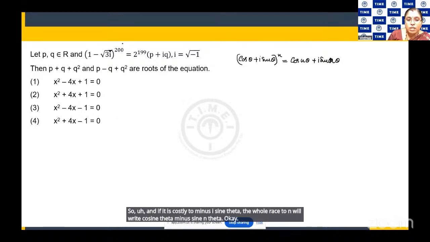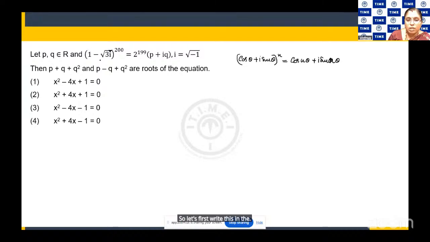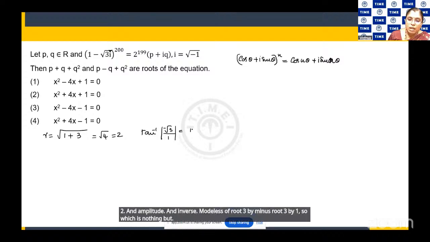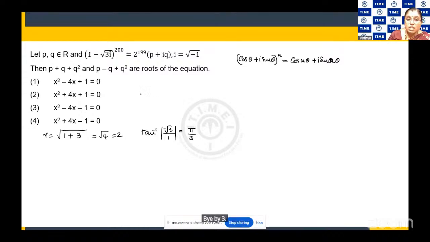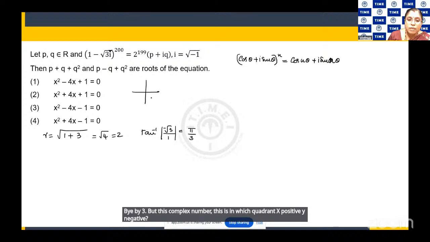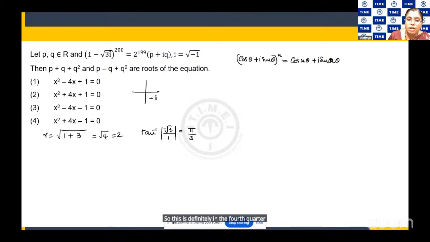So let's first write this in the modulus amplitude form. Can you tell me what is the modulus? Modulus is nothing but root of 1 plus 3, which is equal to root 4, that is 2. We got the modulus to be 2. And amplitude is tan inverse of modulus of root 3 by 1, which is nothing but pi by 3. But in which quadrant is this complex number? X positive, Y negative, so this is definitely in the fourth quadrant. Fourth quadrant means we'll write minus pi by 3.